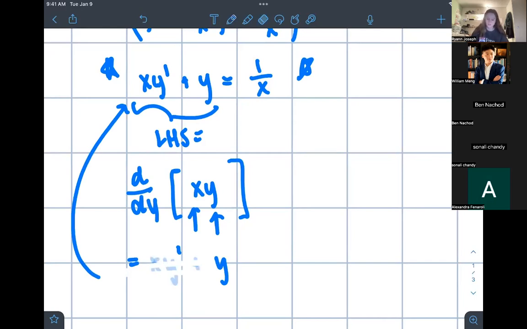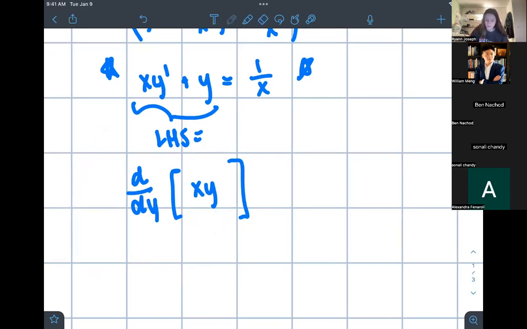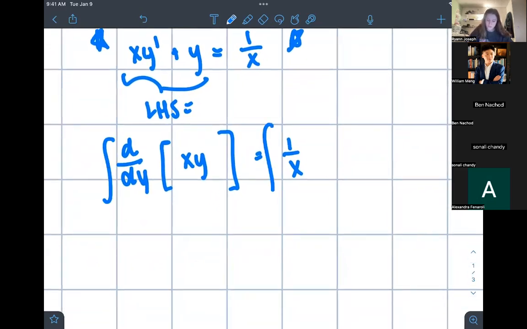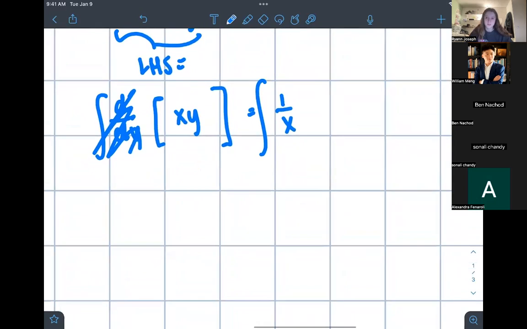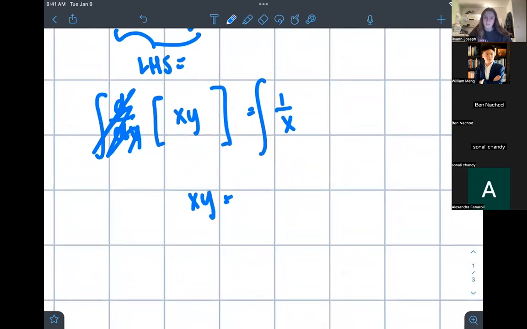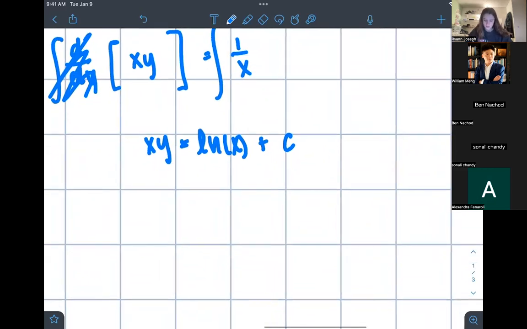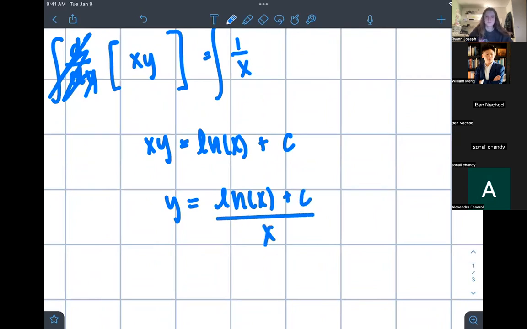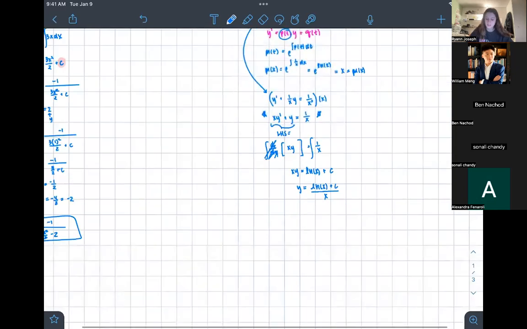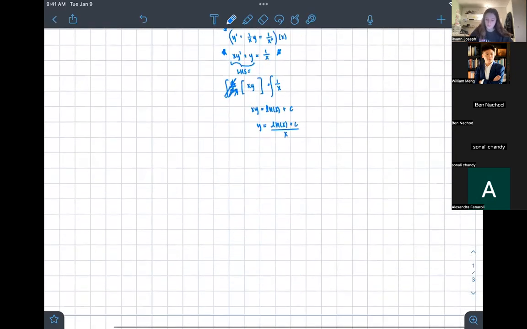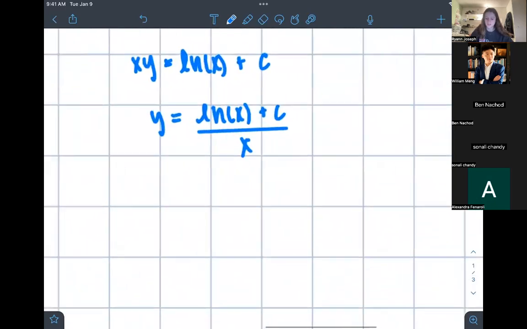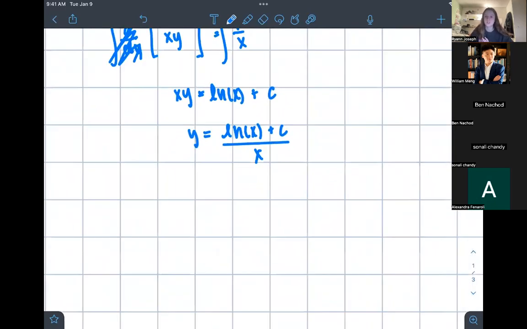So again, this integration factor just simplifies the left-hand side. The right-hand side is not simplified. It is still just 1 over x. But this is pretty easy to take the integral of. So I'm just going to take the integral of both sides. These cancel out by the fundamental theorem of calculus, giving us xy is equal to natural log of x plus c. y is then equal to natural log of x plus c, over x. Again, this has initial values. You could solve for c here, and that would give you the general form of this, but that is how we solve using the integration factor.